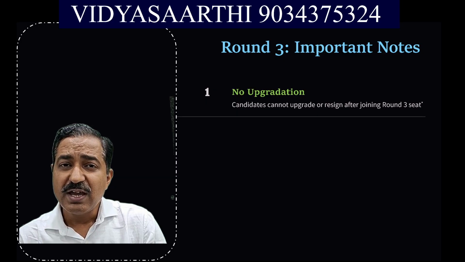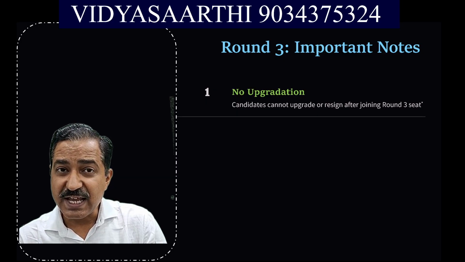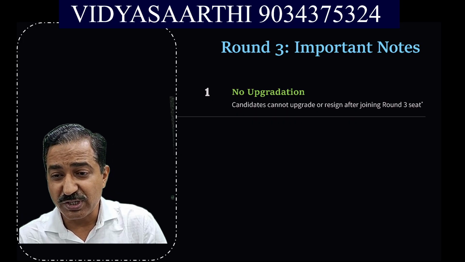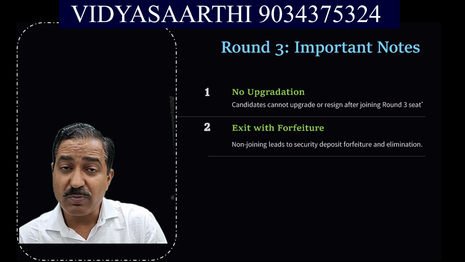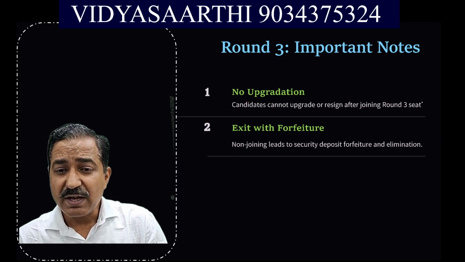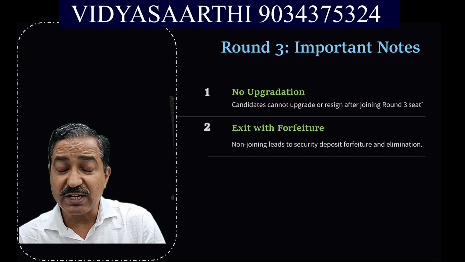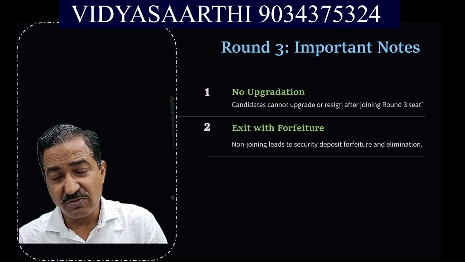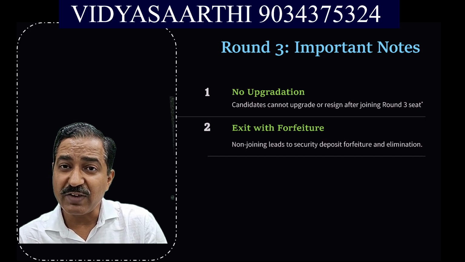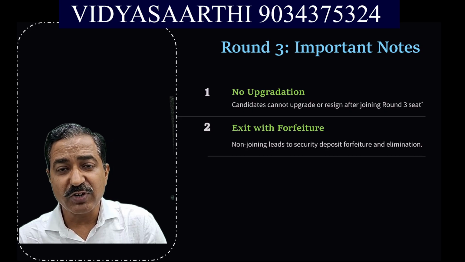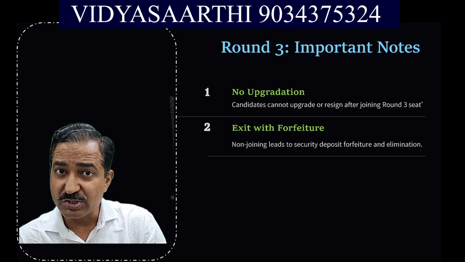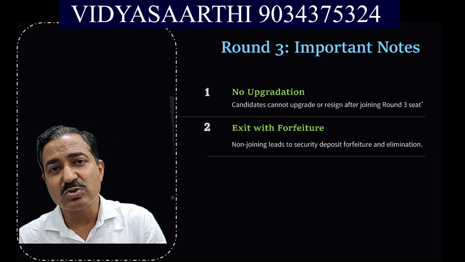Regarding round three, one thing you should keep in mind, this time when you go to the college for joining a seat, there would be no option for upgradation. Neither can you resign from your R3 joined seat. The only option that you have, assuming that you do not join the allotted seat, is to exit with forfeiture. So, assuming that you registered for deemed universities, you paid 2,05,000 rupees. Now you refuse to join whatever seat is allotted to you, whether it is a seat in a deemed college or a government college. You refuse to join it. Then 2 lakh rupees is gone.